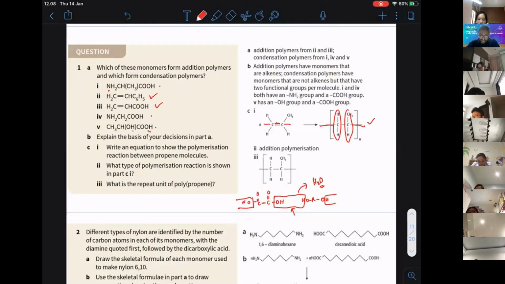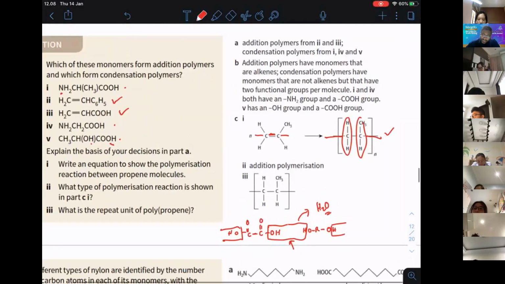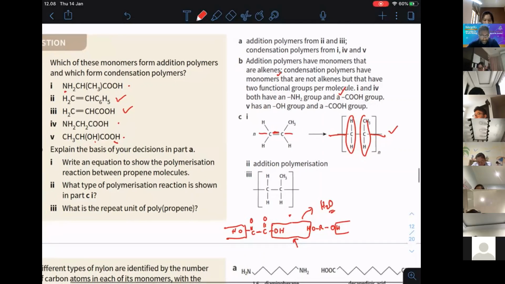So explain the basis. You can see addition polymers are something that has alkenes. Condensation polymers have monomers that are not alkenes but have two functional groups per molecule. Here I have one example. This is going to be two same groups. But for protein, they have two different groups in one molecule. So you take note as well.